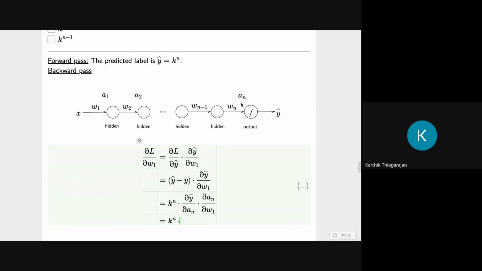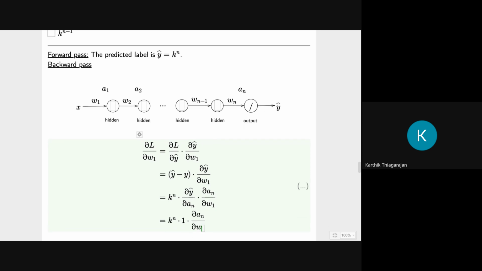Y hat with respect to an. If you differentiate, what will you get? No one did this question? Sir, 1. 1, right? Yeah, so that will be 1. So see, y hat equals an because the activation is linear, the identity. So that becomes 1 and you're left with dou an by dou w1.